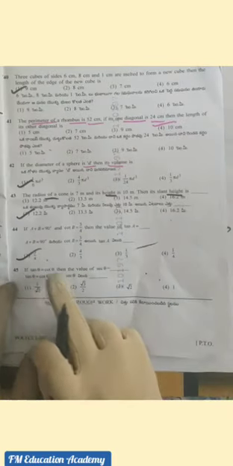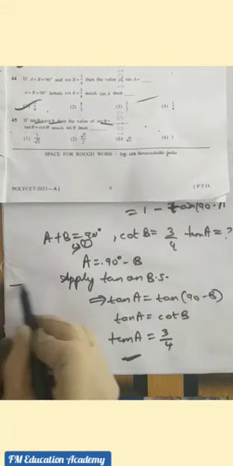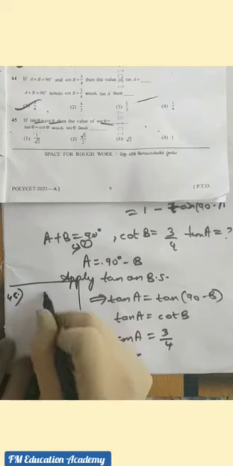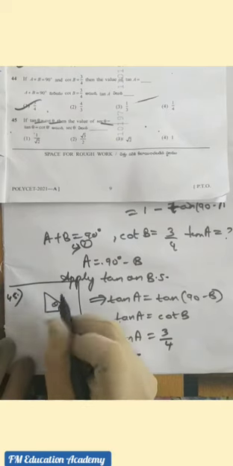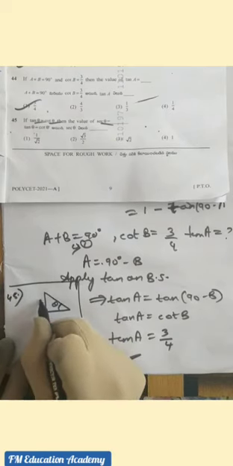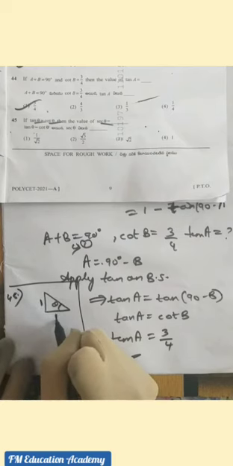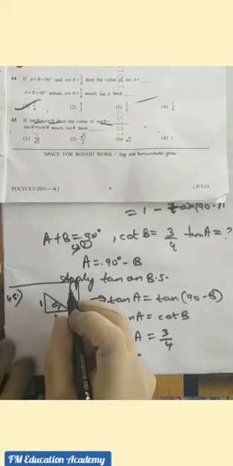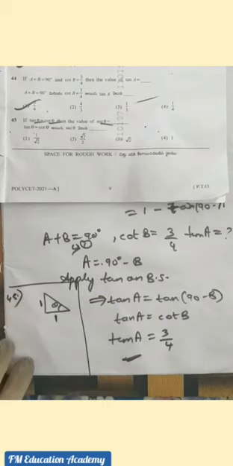45th question. If tan theta is equal to cot theta, then what is the value of secant theta? Very easy question. I'll do it here only. Suppose this is a triangle and this is theta. If tan theta is equal to cot theta, we can say this is 1 and this is also 1, because tan theta we can write as 1 by cot theta. So both values are nothing but 1 only.